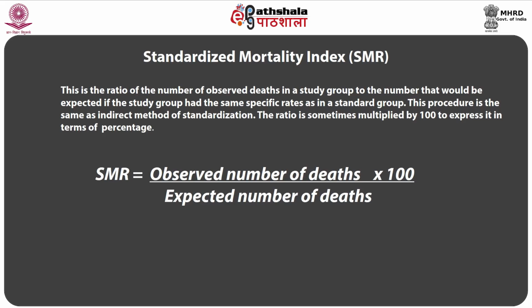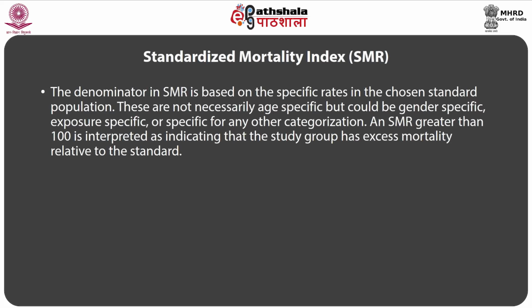SMR equals observed number of deaths divided by expected number of deaths multiplied by 100. The denominator in SMR is based on the specific rates in the chosen standard population. These are not necessarily age specific but can be gender specific, exposure specific or specific for any other categorization. An SMR greater than 100 is interpreted as indicating that the study group has excess mortality relative to standard.